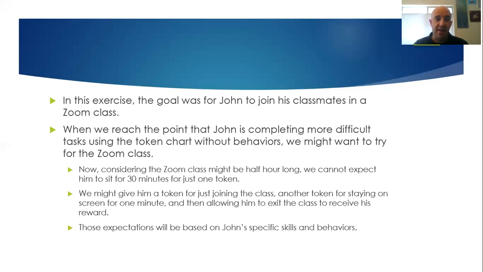So in this exercise, again, the goal is for John to join his classmates in a Zoom class. But when we reach the point that John's completing more difficult tasks, that might be the time. Once maybe we've gotten to the level where we're doing 5 tokens, we're also getting to the level where John's doing some more difficult tasks beyond the washing hands and the putting things in the trash, putting things in the hamper.